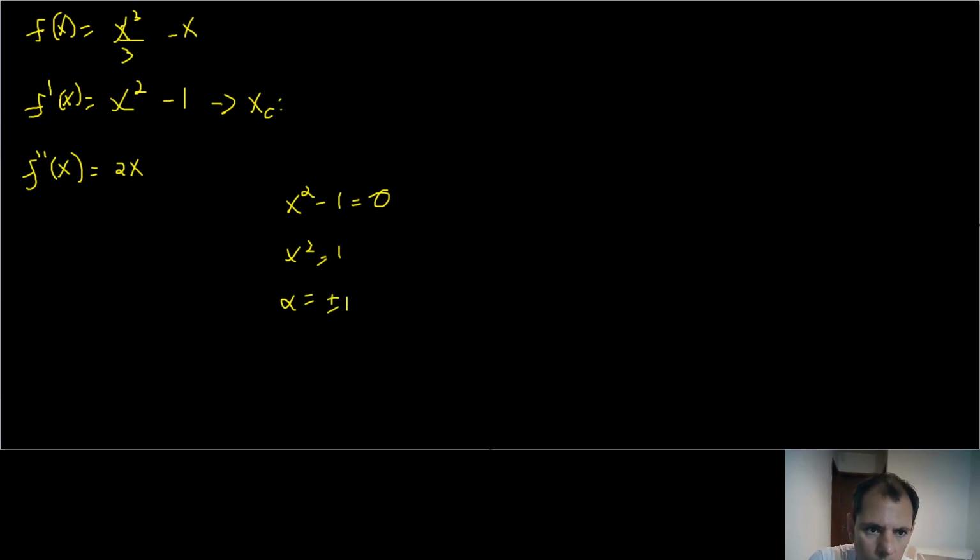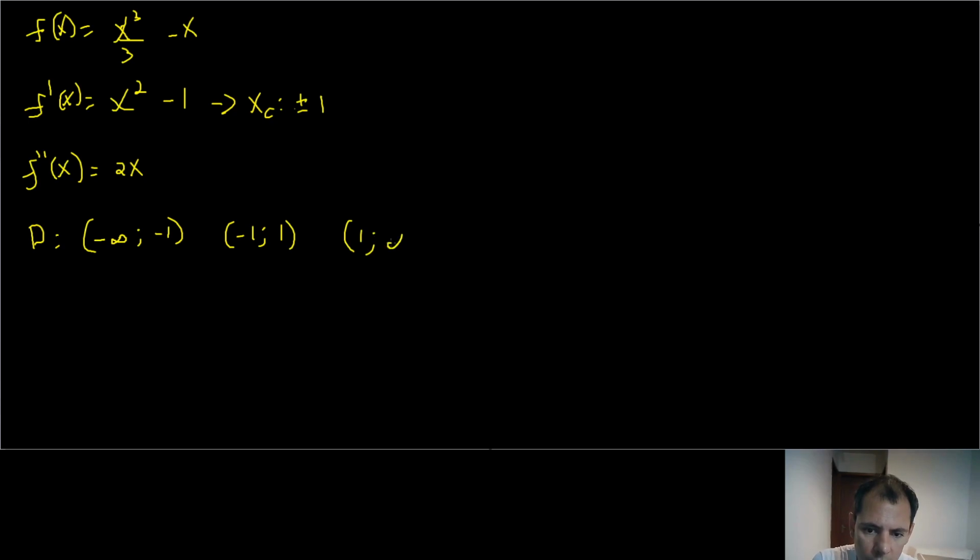So we can say that plus or minus 1 are going to be the critical points. So we have the domains. The domains are going to be minus infinity all the way to minus 1, and then from minus 1 to 1, and then from 1 to infinity. In here you have the critical point minus 1, and in here you have the critical point 1.